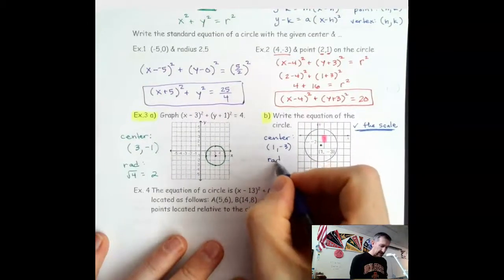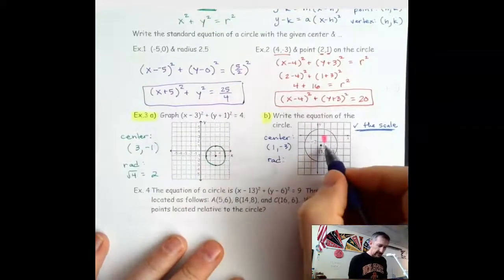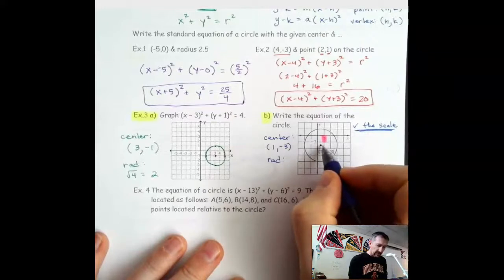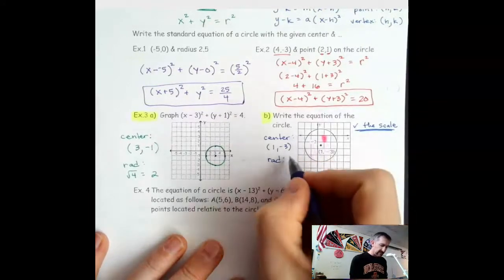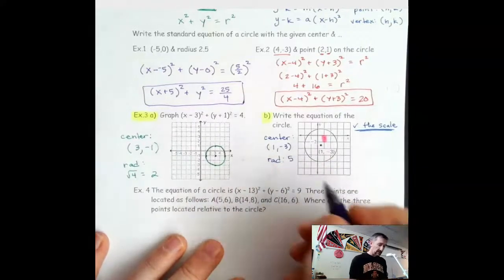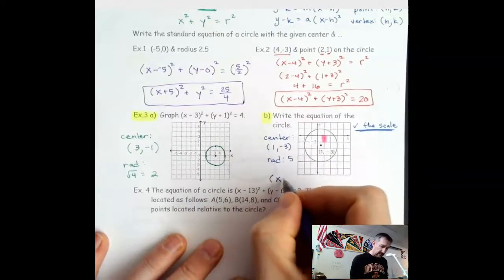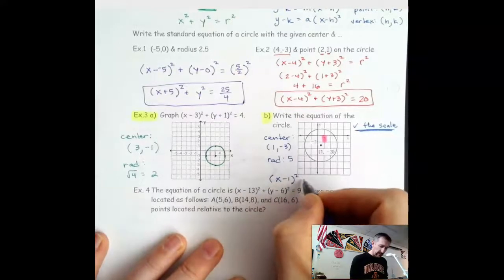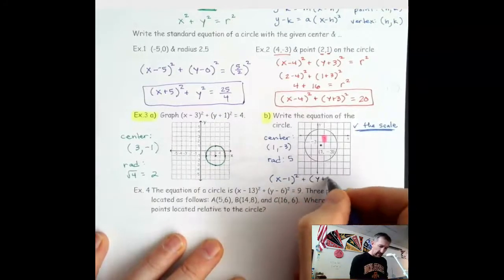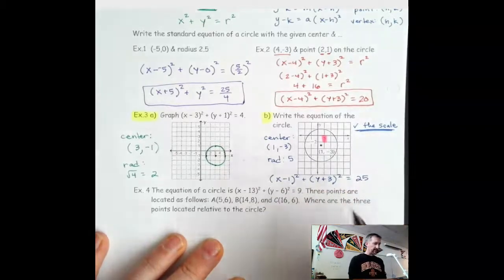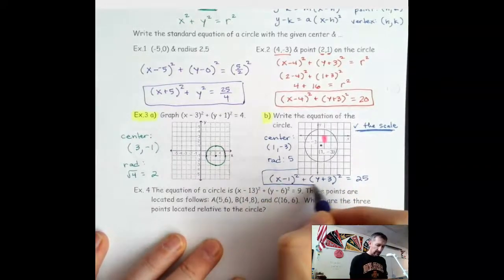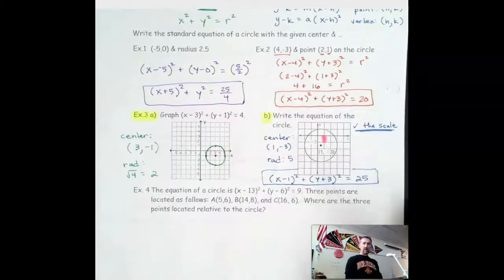And the radius, okay, the radius is, so remember that's 1, and then those are both 2's, going by 2's, so that's 5. So the radius is actually 5. So now we can go x minus 1 squared plus y plus 3 squared equals r squared. All right.